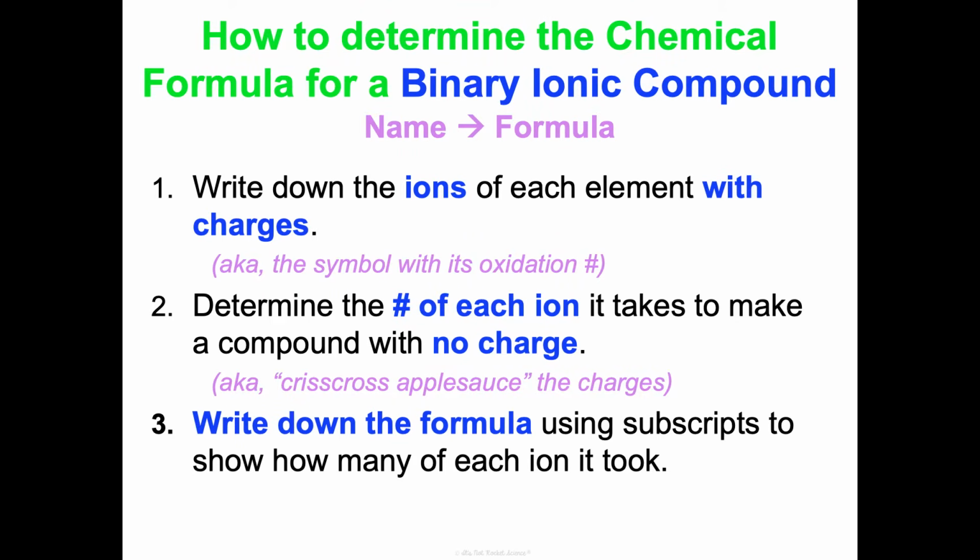Then you write down the formula using the subscripts to show how many of each ion it took. And then you reduce or simplify if needed. So if you see that it's a 2-to-2 ratio, you're going to simplify that down to 1-to-1, because remember, the chemical formula for an ionic compound shows the ratio in the crystal lattice, and we want it to be as simple as possible. Okay, let's do an example. It'll make way more sense in an example.